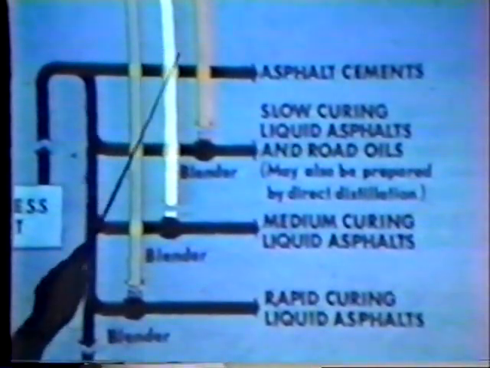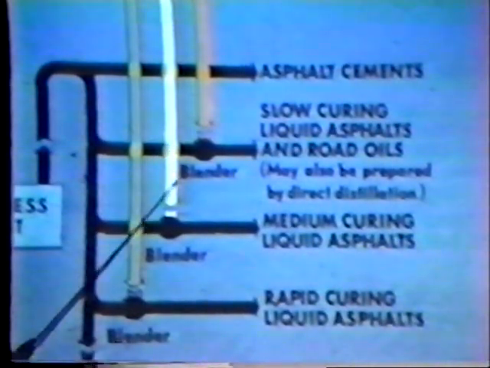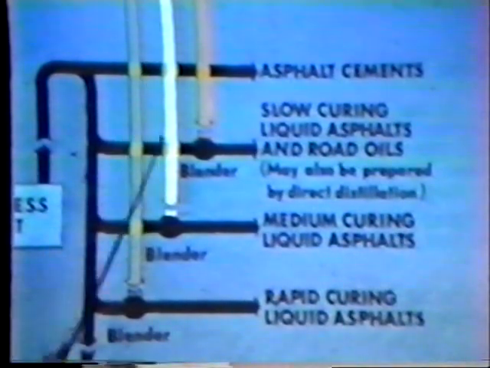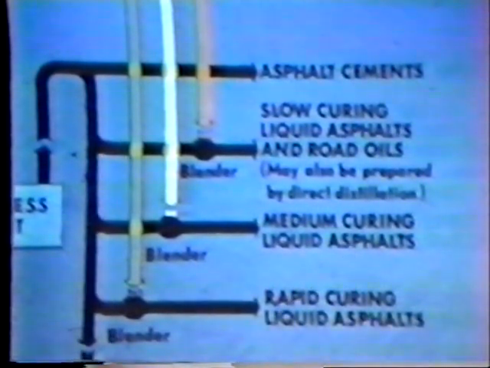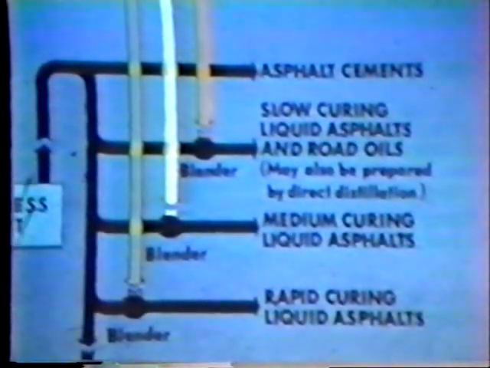If, on the other hand, we want to make some mix out in the field, want to grade blade it, move it around, or stockpile it for pothole patching, then we're going to take the asphalt and mix it back with some kerosene and create what they call medium curing liquid asphalts of the cutback type.